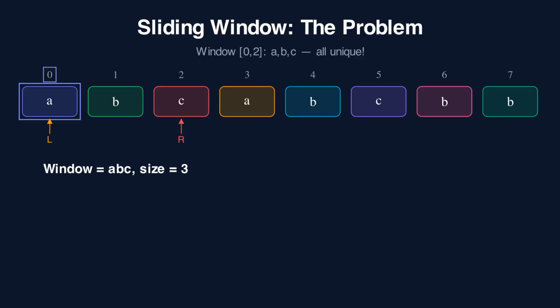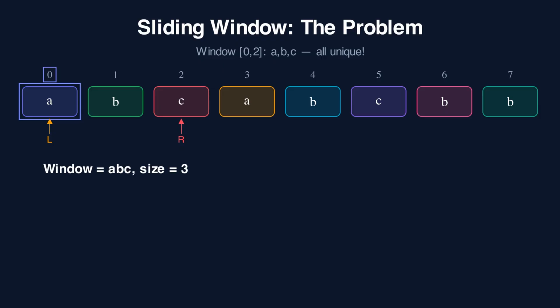We then try to expand again with B. B is already in the window, so we shrink again. This process, expanding the right pointer and shrinking the left pointer when a constraint is violated, continues. We keep track of the maximum window size encountered, which in this case is 3, ABC.